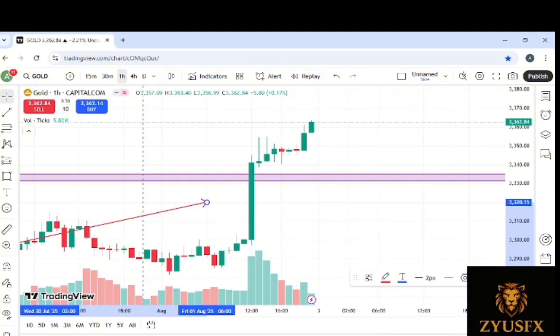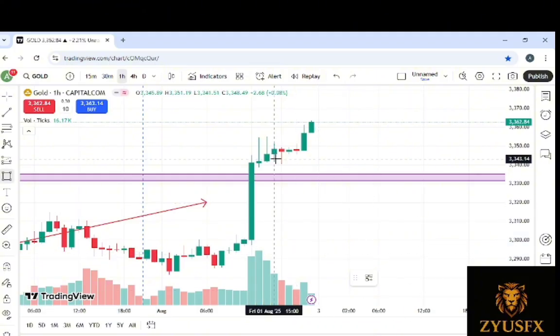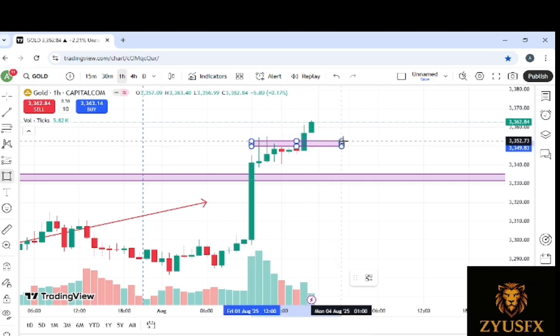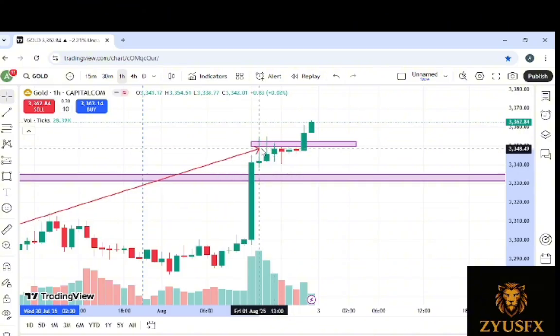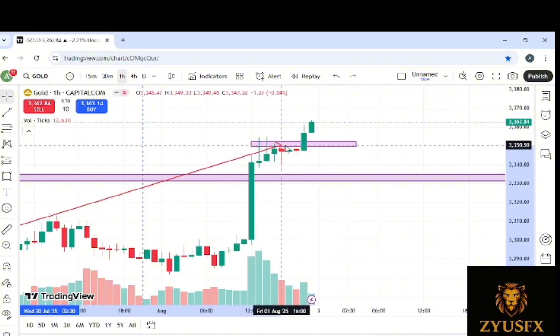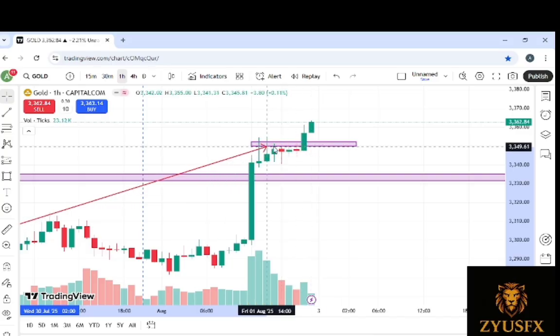So when we scale down to the 1 hour, we still want to isolate another level that was broken. We can identify multiple weak rejections here. Price struggled for a long time to break above this level. So this becomes another level we can work with.